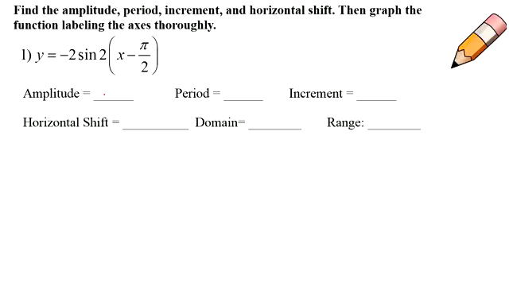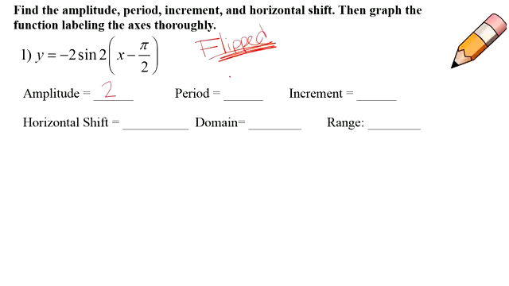So the very first thing I noticed, there is a -2 for my amplitude. My amplitude is just 2, but I want to put a little note by here and say flipped. So I know when I graph this, it's not going to start going up like sine normally would. It's going to go down. So we're going to want to keep that in our mind.